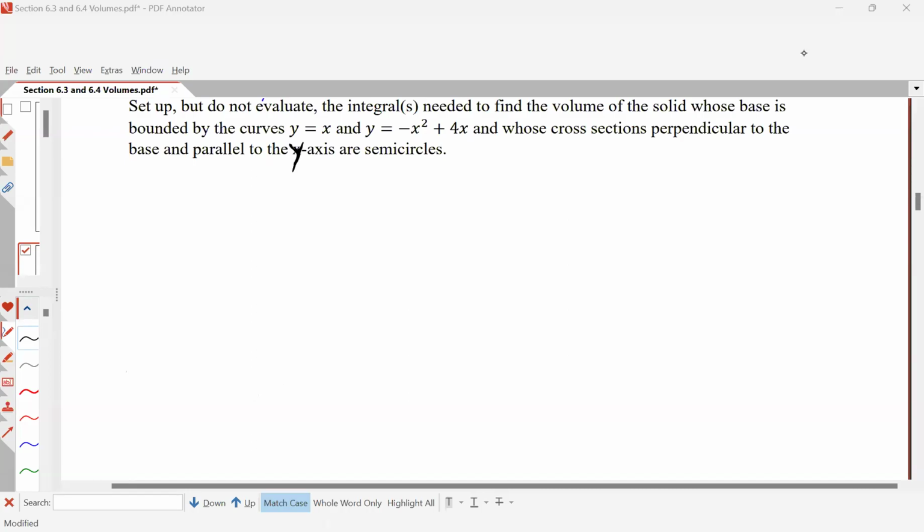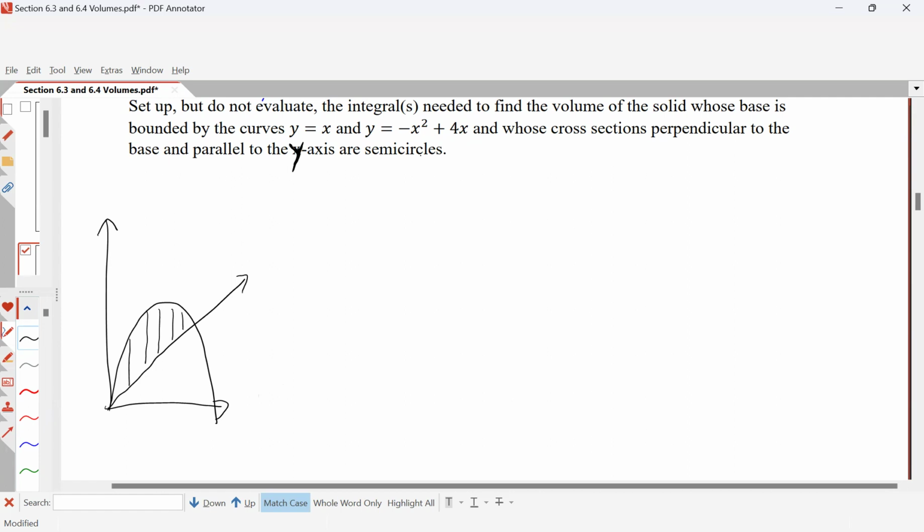Hello. In this video, we are looking at another finding the volume of a solid example, but in this one, we want to set up, but not evaluate, the integral that is needed to find the volume of the solid whose base is bounded by the curves y equals x and y equals negative x squared plus 4x, and whose cross sections perpendicular to the base and parallel to the y-axis are semicircles.